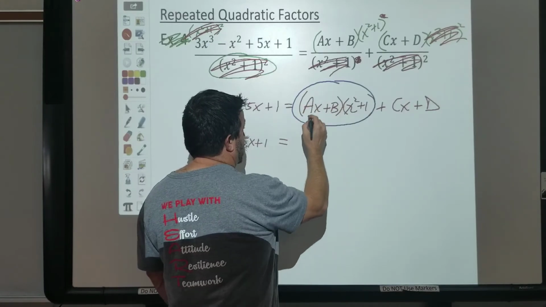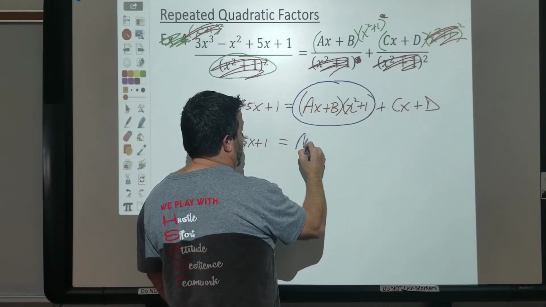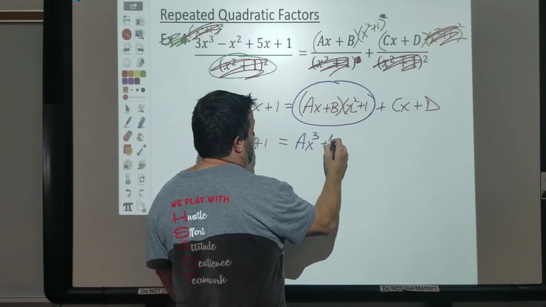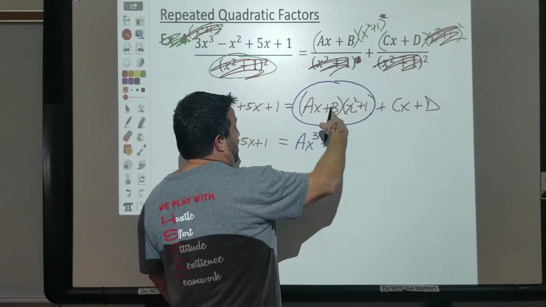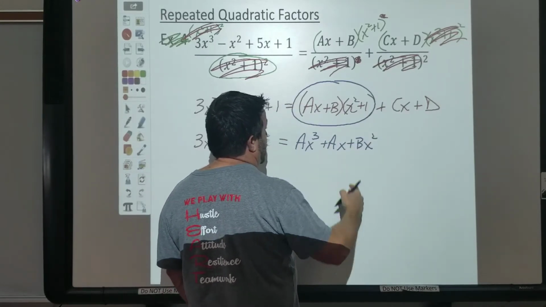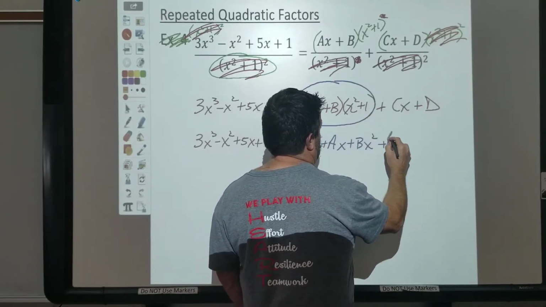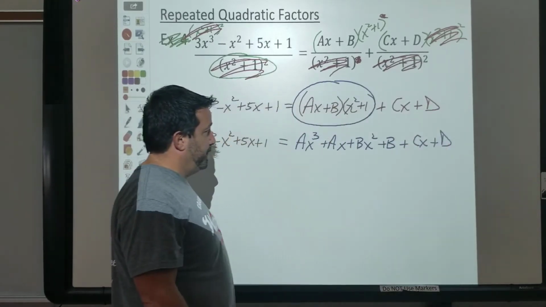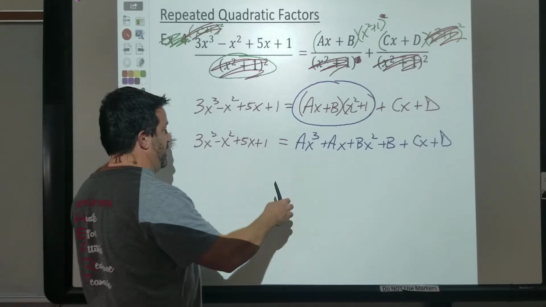So first terms, ax times x squared would be ax cubed. Ax times 1 would be ax. B times x squared would be bx squared. B times 1 would be b. And then I still have this plus cx plus d. So that looks like a huge mess.